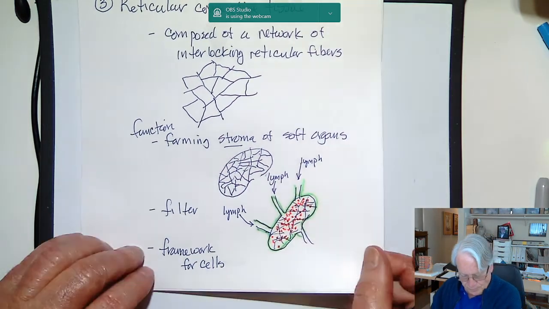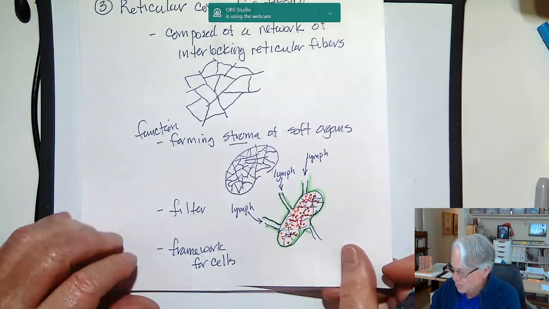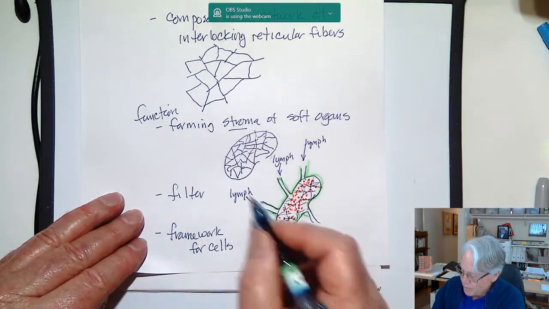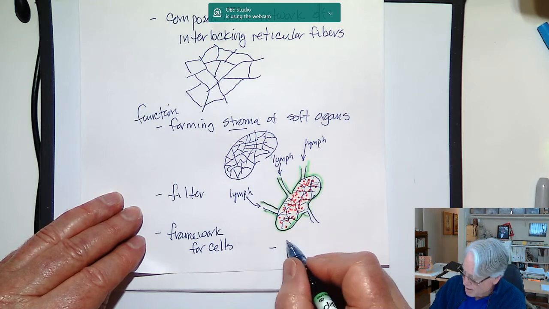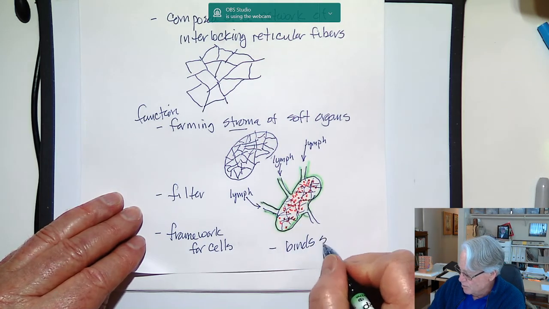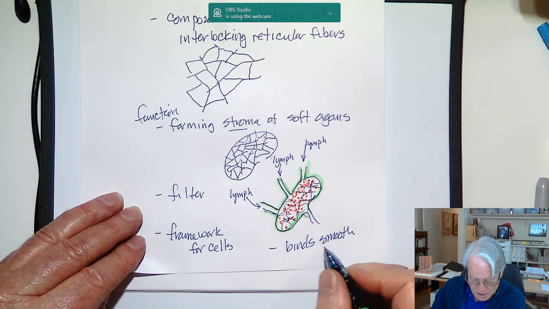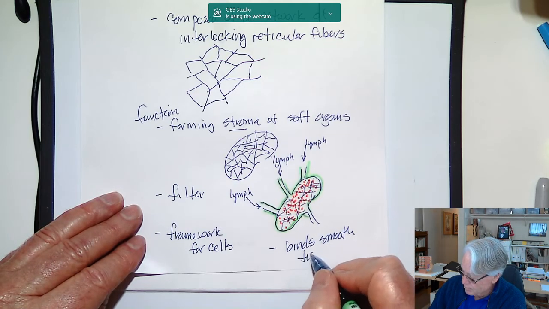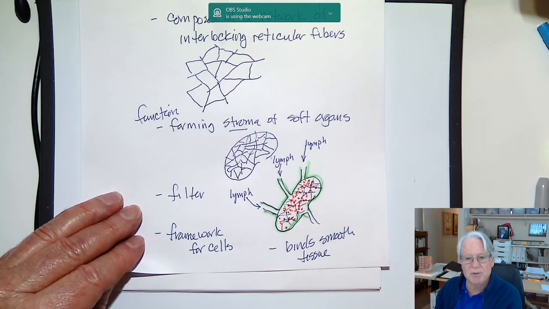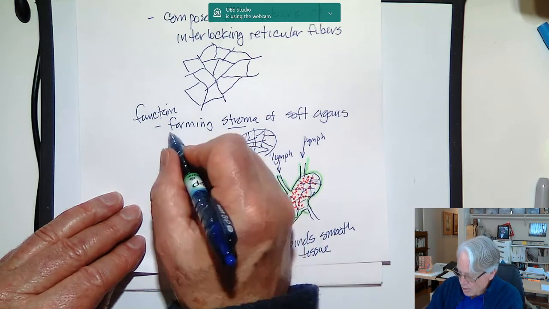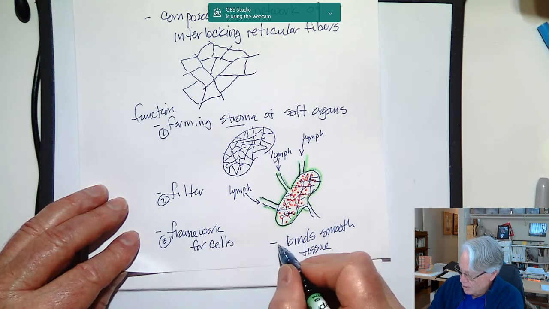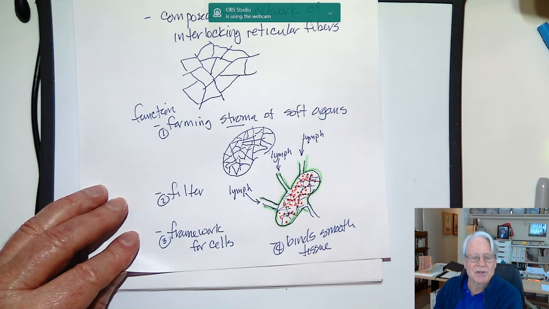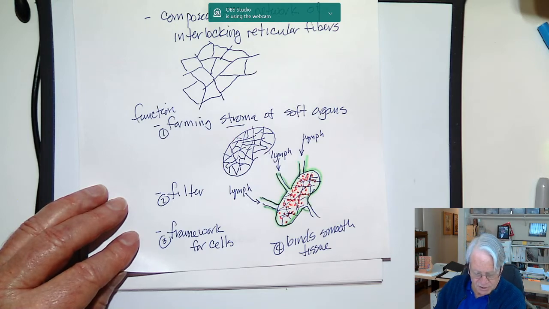So it also, by the way, has another function. So I have those 3 functions, and here's the 4th function. It will bind smooth muscle tissue together. So it binds smooth muscle tissue. So 1, 2, 3, 4 functions for reticular connective tissue.